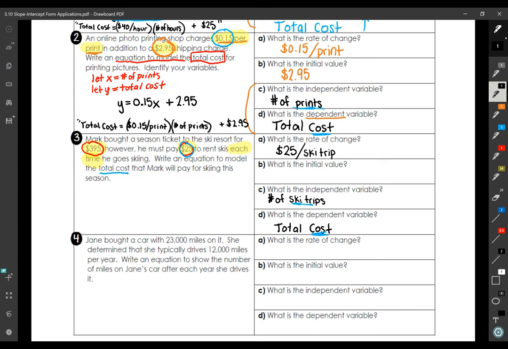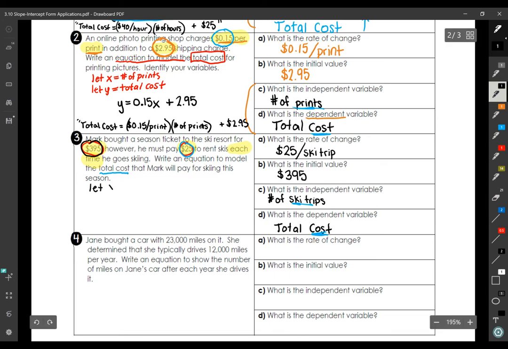The initial value. Let's say right after Mark bought this season ticket, he breaks his legs and he ends up going skiing 0 times. Well, even if he goes skiing 0 times, he still paid that initial fee. So our initial value is $395. Remember, initial value has units, just like rate of change. Okay, so let's finish this up.